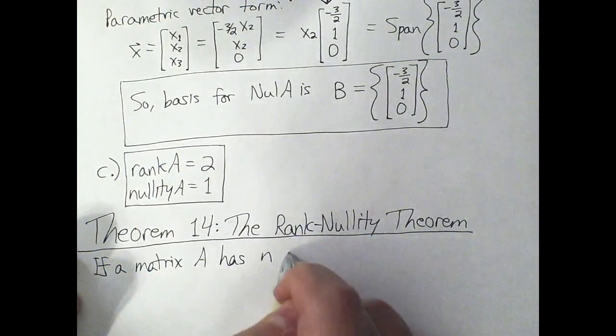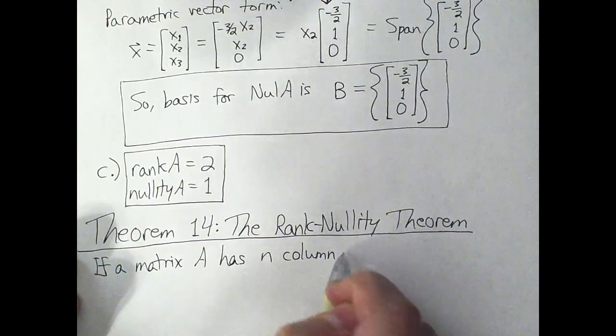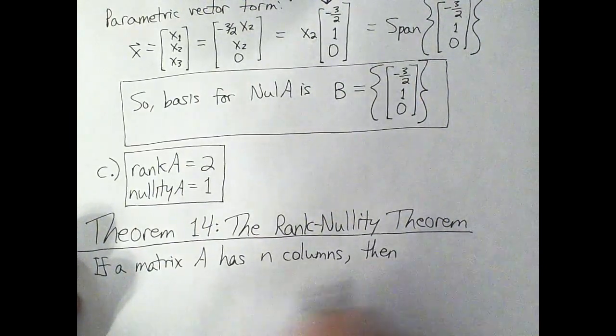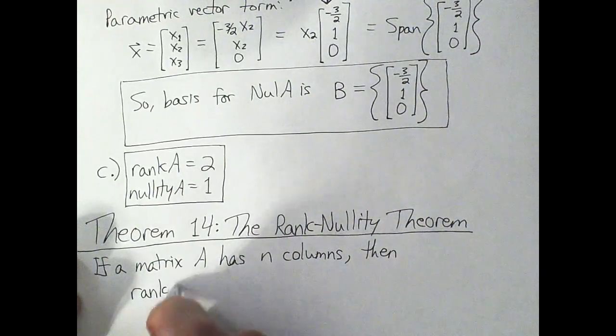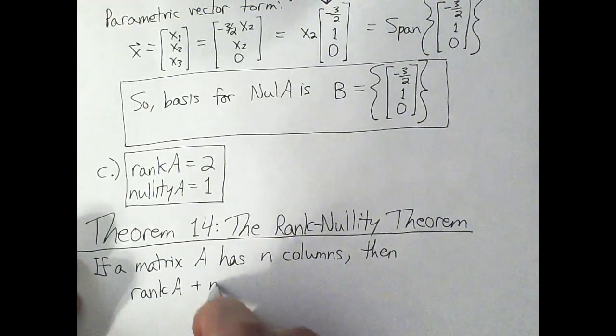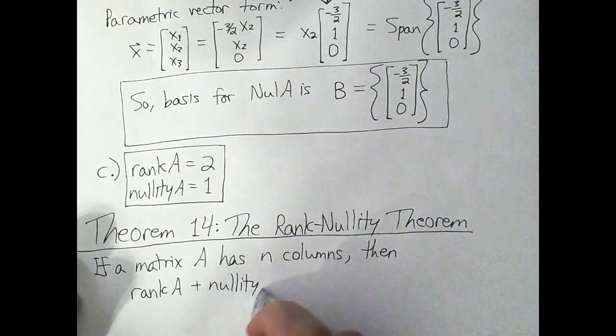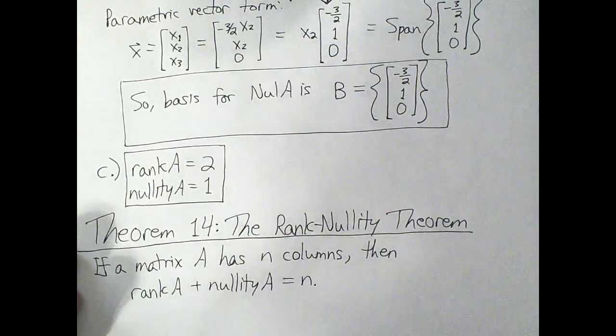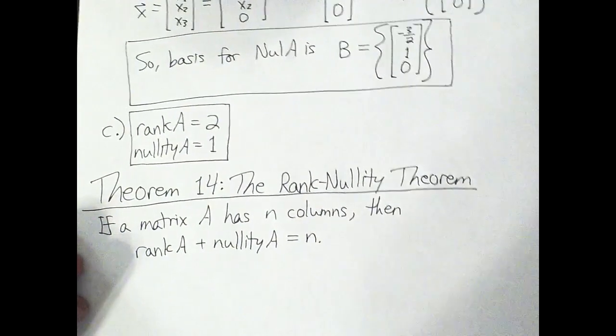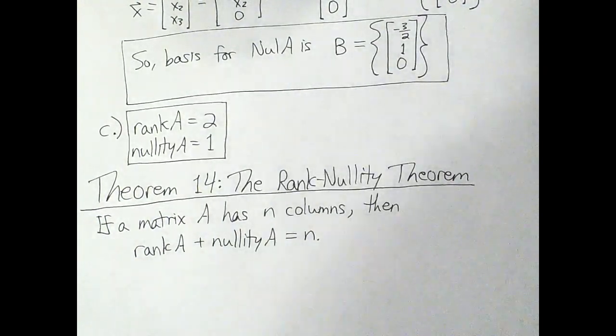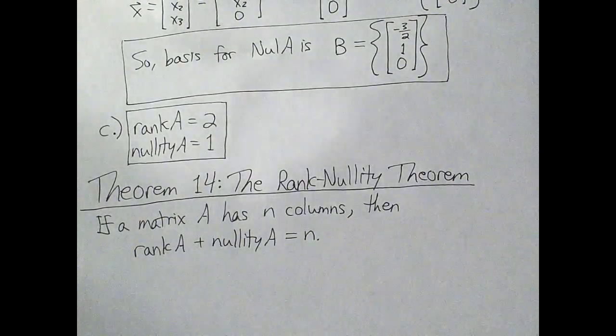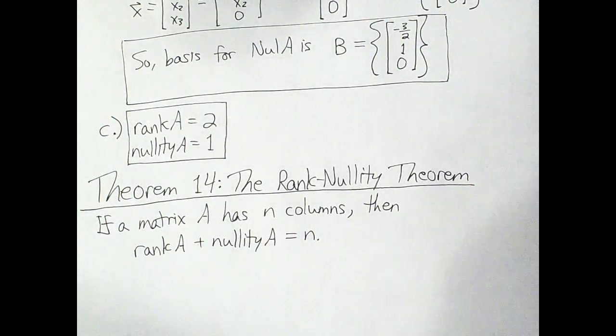has n columns, then the rank of A plus the nullity of A equals n. That's it. That's the theorem. So it's not just a coincidence that we got a 2 and a 1. This matrix had 3 columns, so we had to get answers that add up to 3. 2 plus 1 is 3.